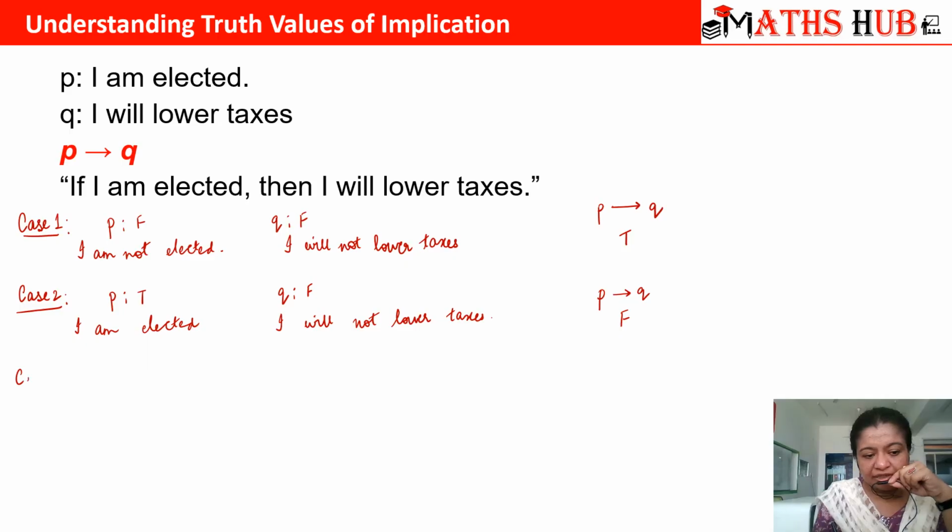Now let's take up the third case, case number 3, when P is a false statement and Q is a true statement. That means I am not elected.